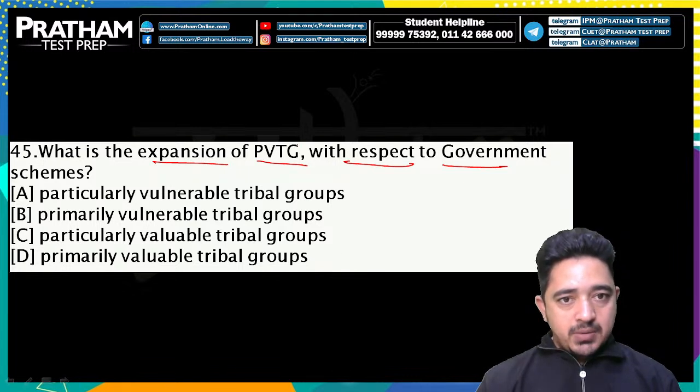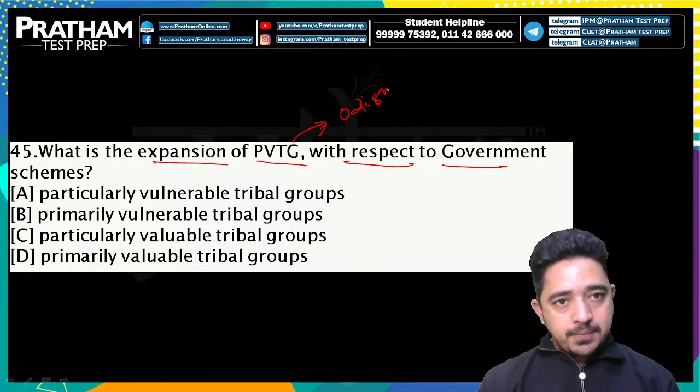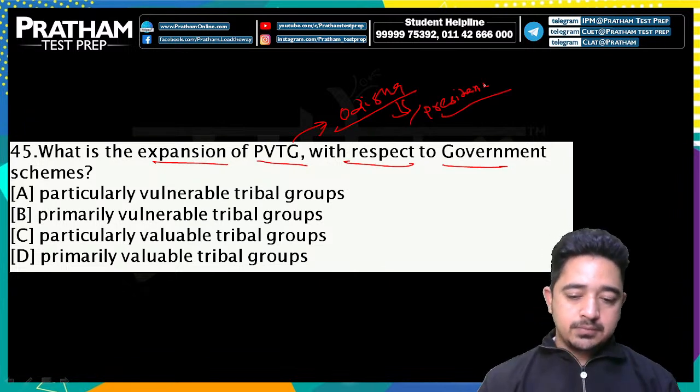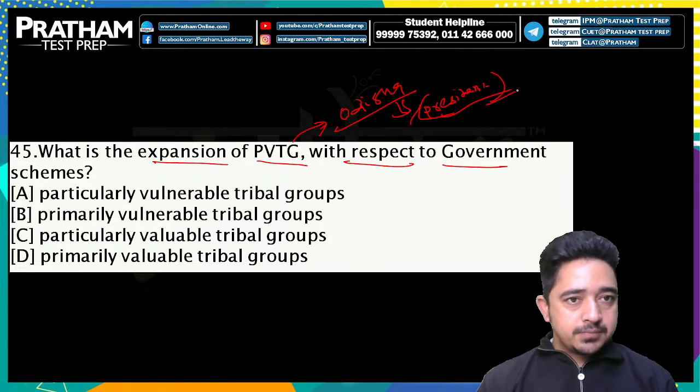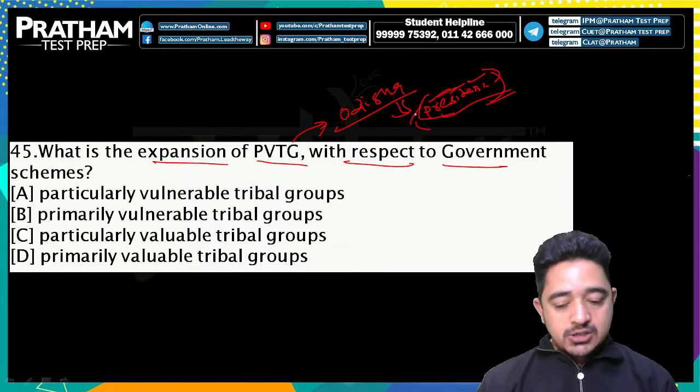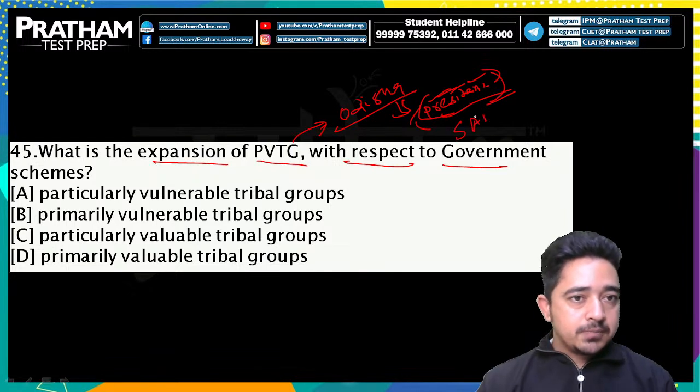सबसे ज़्यादा आपके PVTG ग्रुप्स हैं in the state of Odisha, where our president belongs to. Draupadi Murmu belongs to the state of Odisha, and she belongs to the Santhal tribal group.